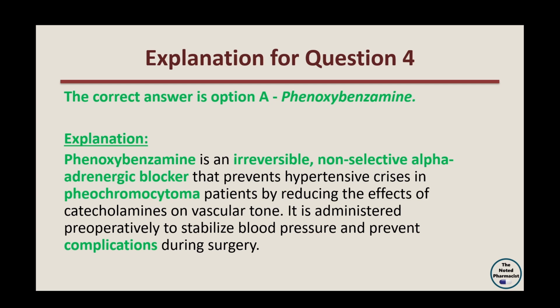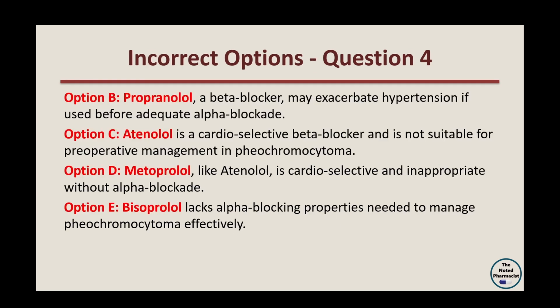Here is the explanation for incorrect options. Option B, propranolol is incorrect because beta blockers should not be given before alpha blockade to avoid unopposed alpha receptor stimulation. Option C, atenolol is incorrect because it lacks alpha blocking activity needed for pre-surgical management. Option D, metoprolol is incorrect because it is a selective beta-1 blocker unsuitable for pheochromocytoma management. Option E, bisoprolol is incorrect because it has no role in managing catecholamine-driven hypertensive crises.